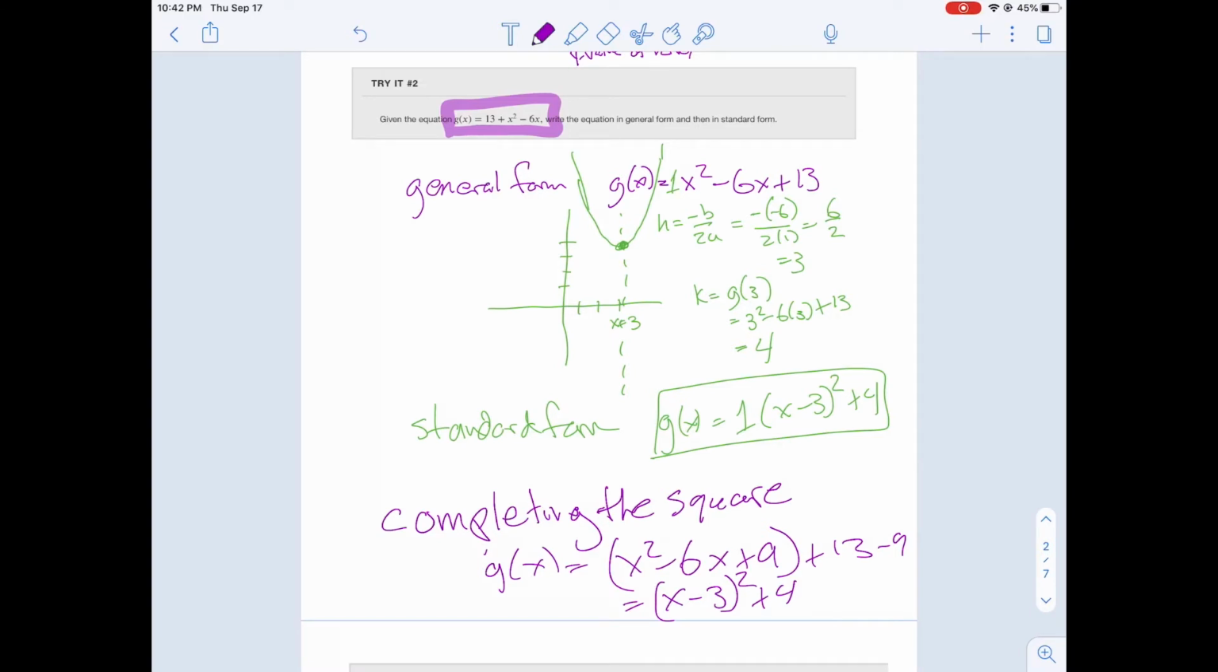So if you know that technique, great, you can use it. I'm not going to require it or test it. If you know the formula for h and k, you can use those to do this as well. But if you know how to complete this.